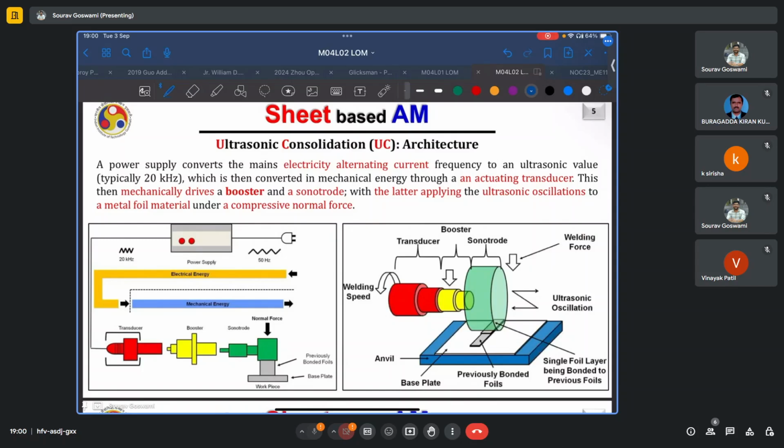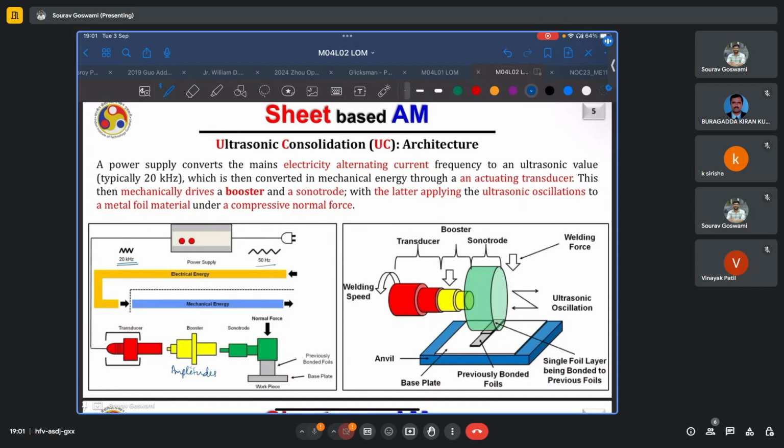So, your machine is connected to this typical power supply of 50 hertz, and this frequency is amplified or transformed to a much higher frequency of 20 kilohertz. Then this electrical energy is converted by a transducer into mechanical energy. The amplitudes are boosted using a booster, and then this vibration is transferred to the sonotrode along with the application of normal force to diffuse or to bond the material with the previously deposited structure.